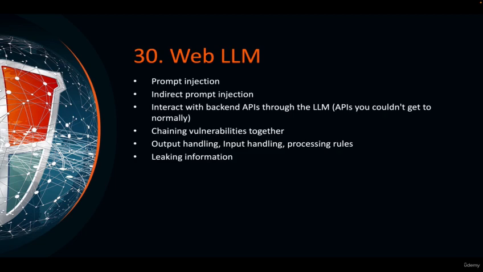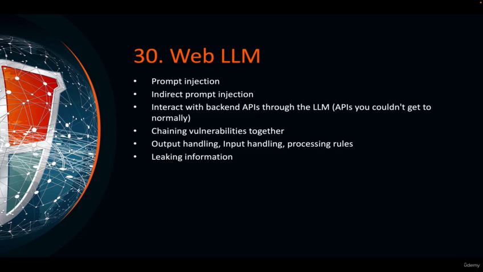And then last but not least, web LLMs. This is a completely new topic. PortSwigger added it recently as a new lab section. I'm not sure if it's already in the exam, it might be, but you should familiarize yourself with the most common large language model attacks against AI. So prompt injection, indirect prompt injection, and tricking the AI bot or the LLM to talk to backend APIs on your behalf, APIs you wouldn't normally get to, but the LLM has access to them.